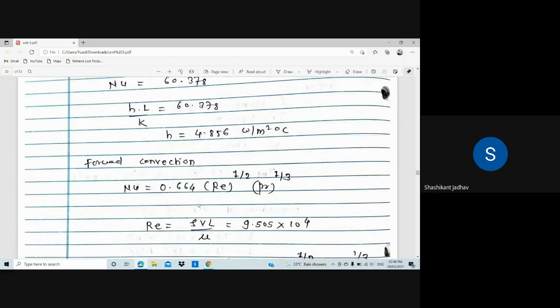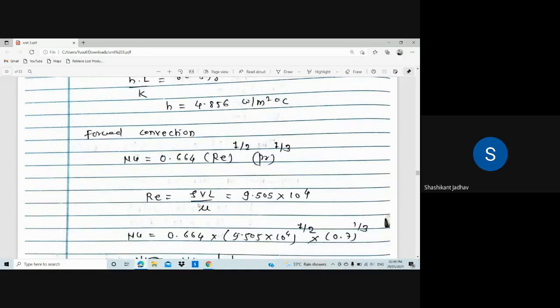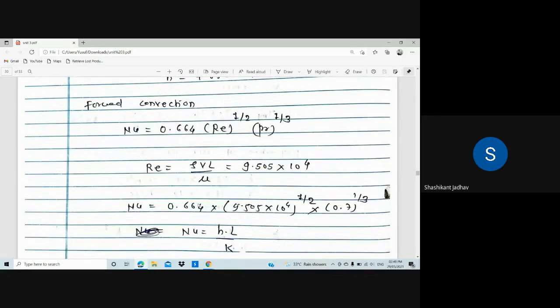That is HL by K. So HL by K is equal to 60.378. From that we get the value of H. H is equal to 4.856 watt per meter square degree Celsius. So we get the value of H, that is 4.856 watt per meter square degree Celsius. So this is the heat transfer coefficient for the free convection.